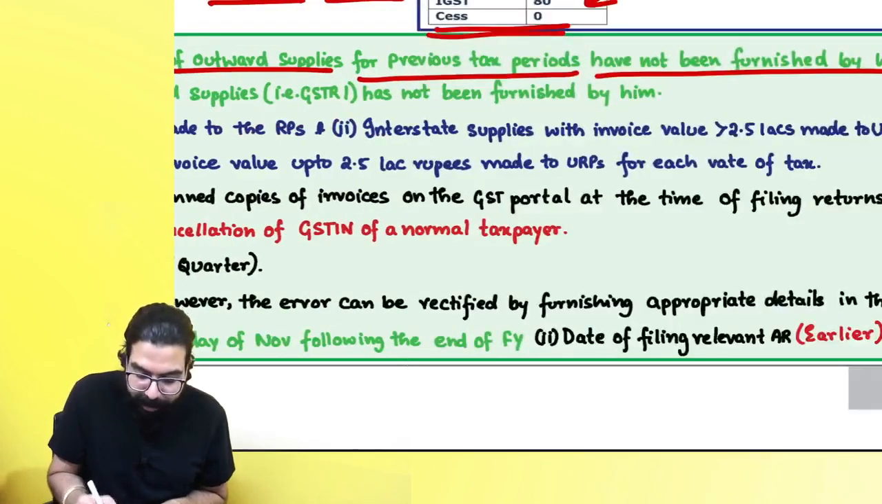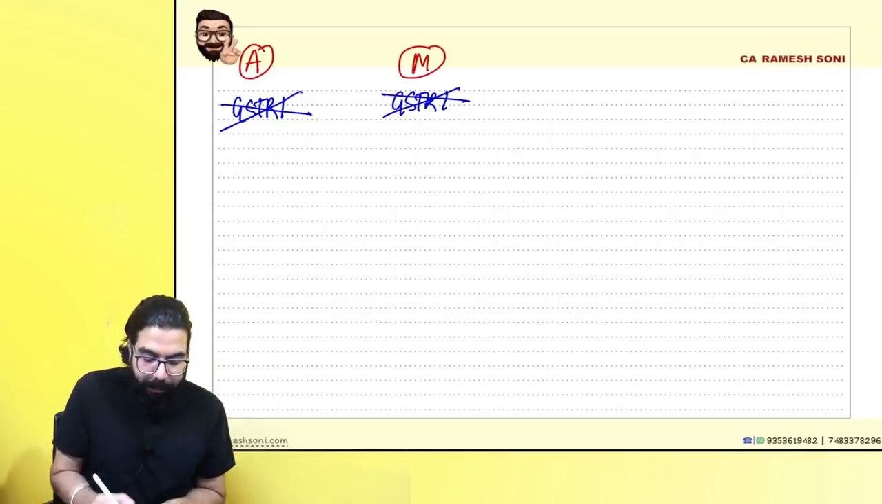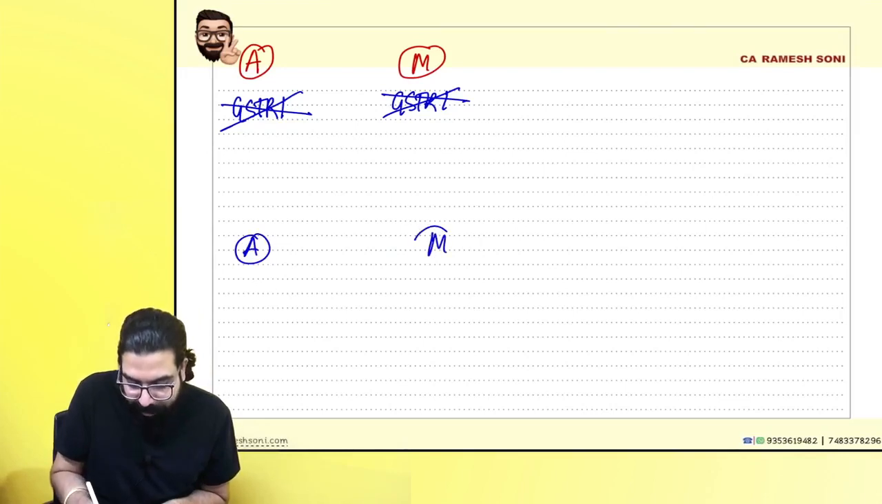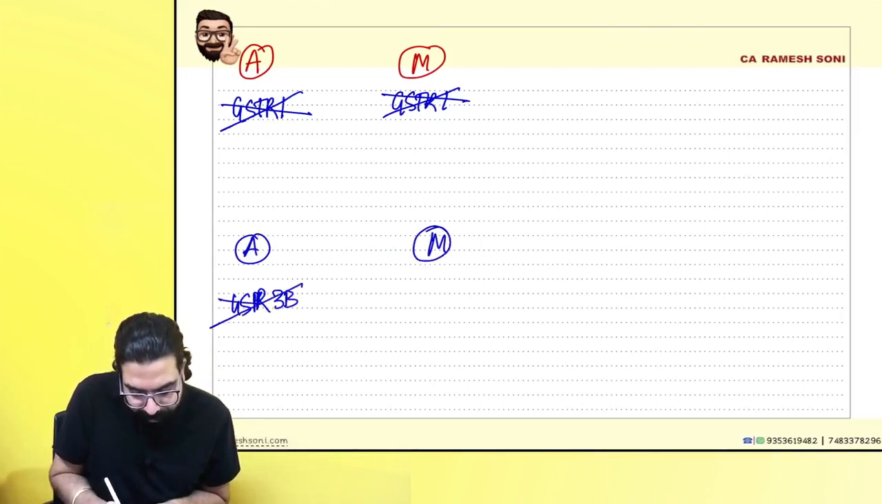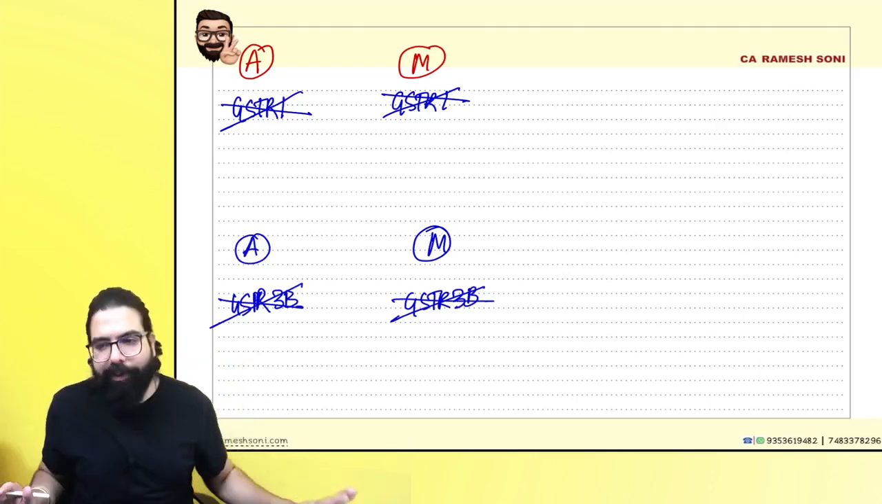Any previous tax period has not been filed. It means April and May. If I say, sir, if you have not filed your GSTR 3B, previous return not filed, next return GSTR 3B will not be allowed to you. I hope this point is also clear to you.